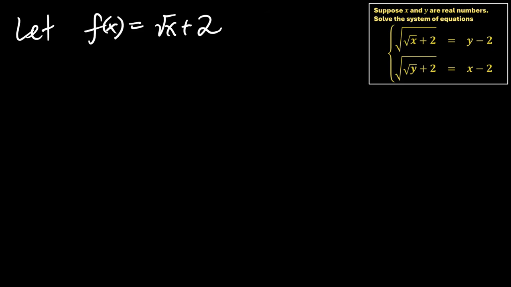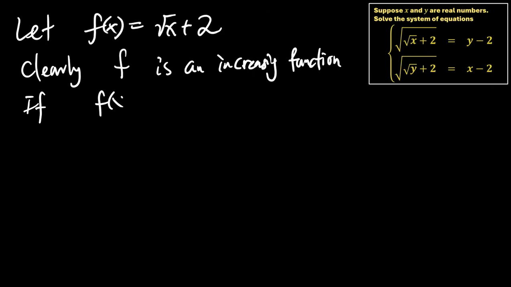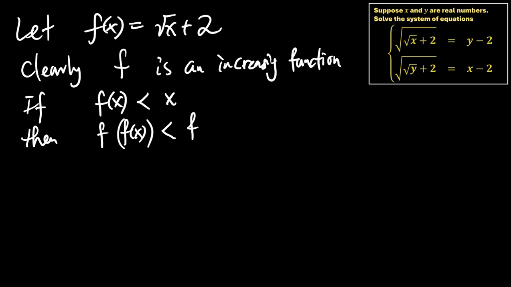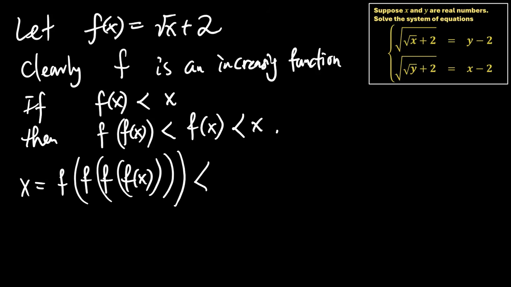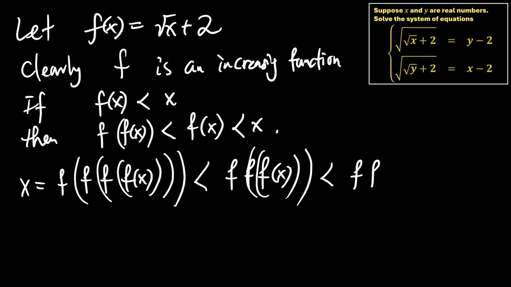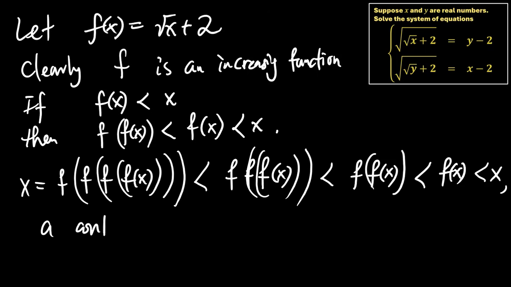So let us look at this function again, and clearly f(x) is an increasing function. This means that if f(x) is less than x, then f(f(x)) is less than f(x), which is also less than x. Now, since we have x equals f(f(f(x))), which is less than f(f(x)), which is less than f(x), which is less than x, this is a contradiction.